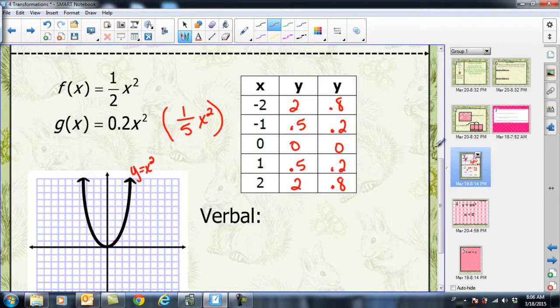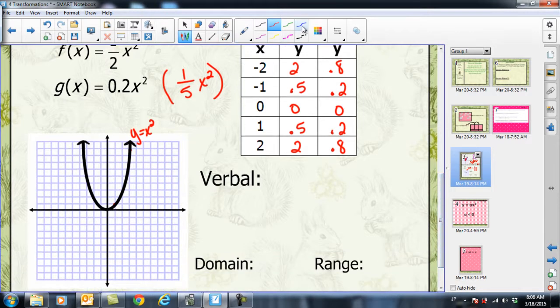And I'm going to graph these again on my graph just like I did before so that I can compare and see what's happening. So this first one, the 1/2 x squared, I'm going to plot these points. So I have -2 and 2. And then I have -1 and 1/2. And then I have 0, 0. And then I have 1 and 1/2. And then I have 2 and 2. Don't like my points over here. They don't look right.